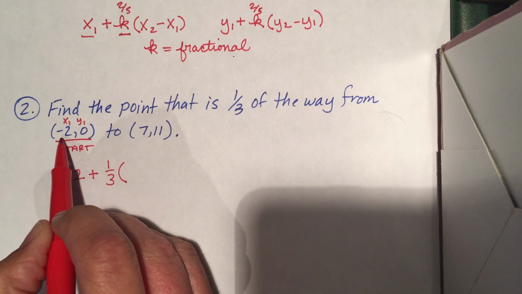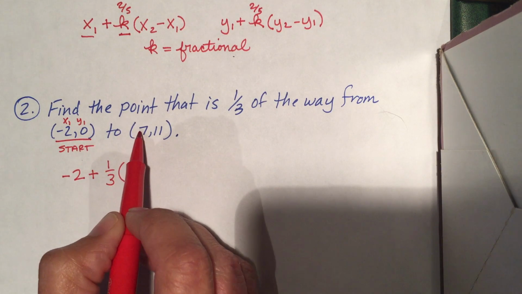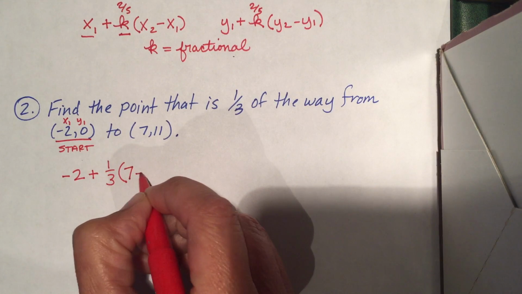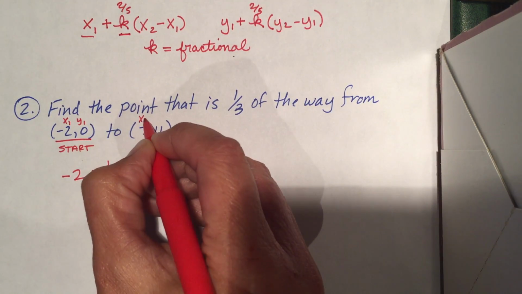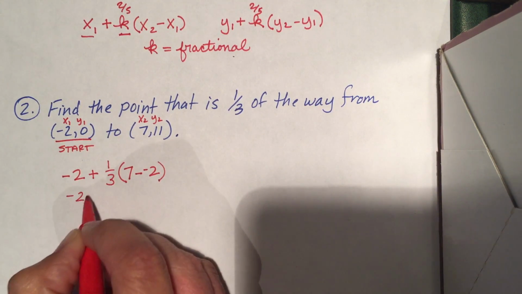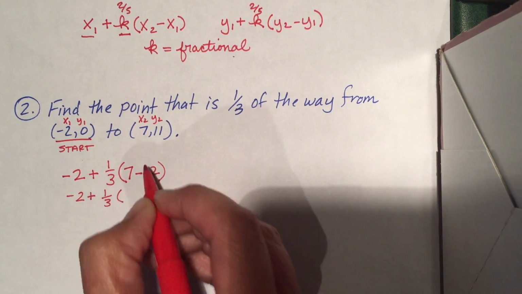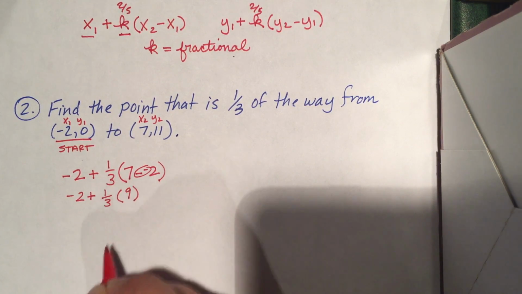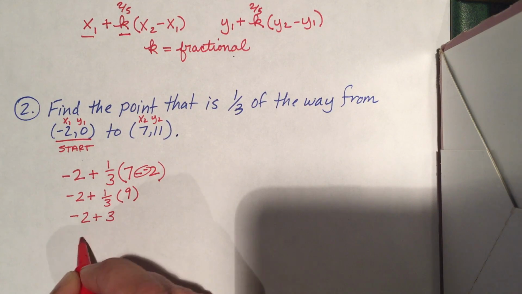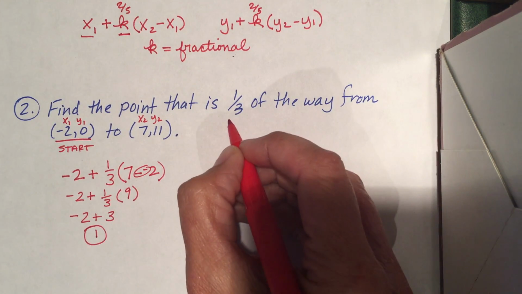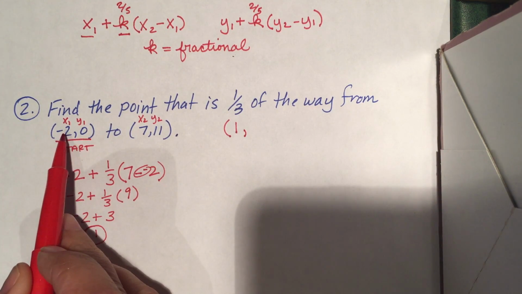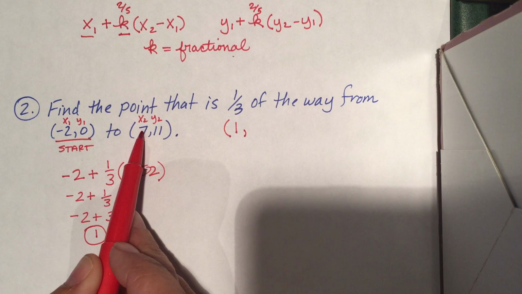And how far did I go from -2 to 7? Well, this is x1, this is x2. So I'm going to do 7 minus -2 because this is x2 and this is y2. So I've got -2 plus 1/3 times 7 plus 2, which is 9, which is -2 plus 3, which equals 1. So the x-coordinate I'm looking for is 1. That's the point that's going to be 1/3 of the way from here to here.